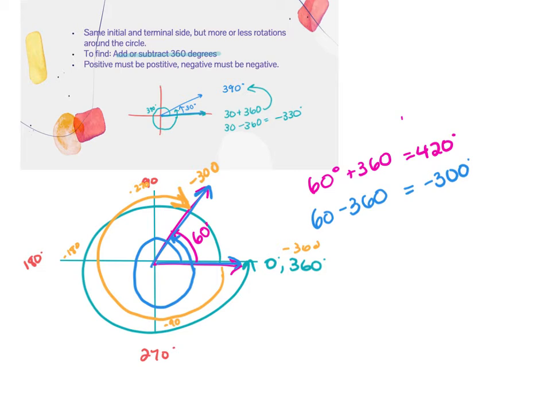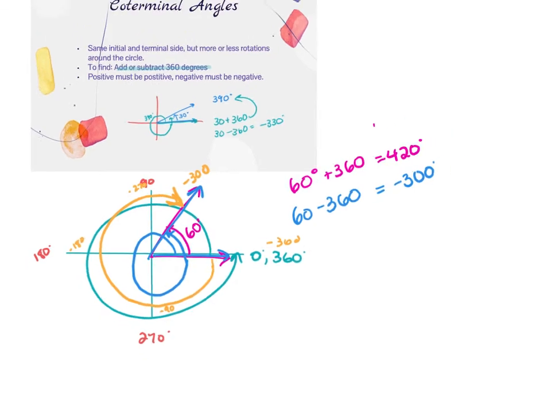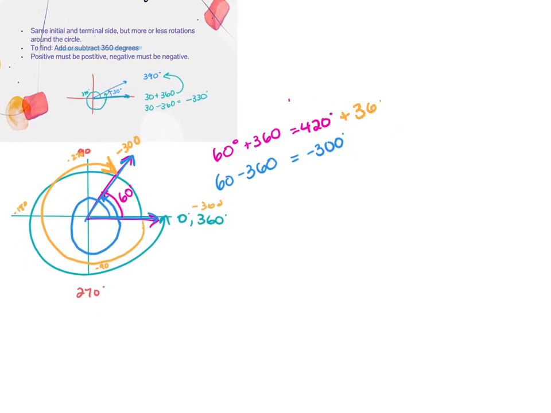One more time, one less time, two more times. I could do it again. I could say, what's another one? Add 360 to that again. 780 would be the same angle, just around one more time.